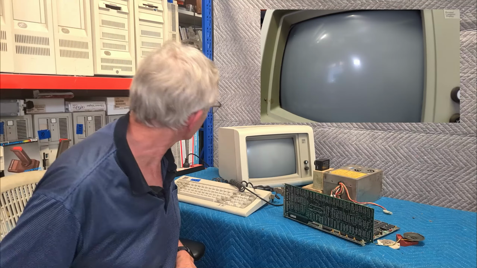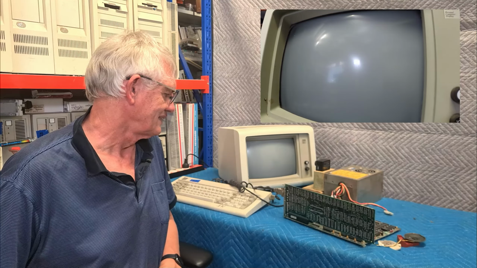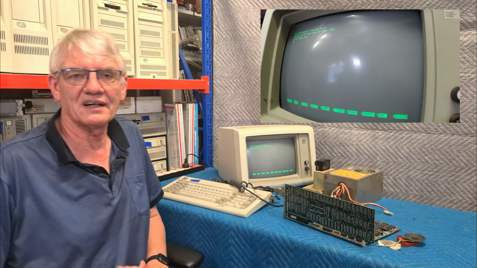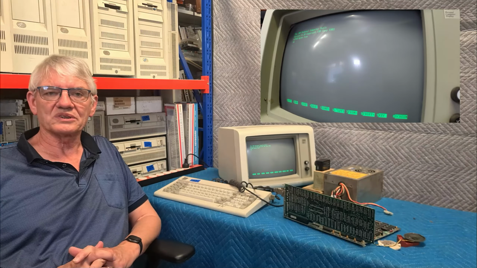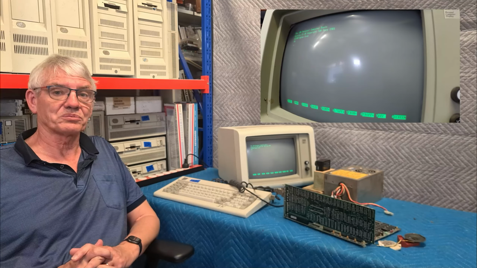Interesting. Now I have to diagnose the MDA adapter. That doesn't help, does it? Yep, it comes up again, and it drops out to the cassette BASIC. Well, we know the motherboard seems to be fine, which is a good thing. The next thing is to find out why the MDA adapter is not working.